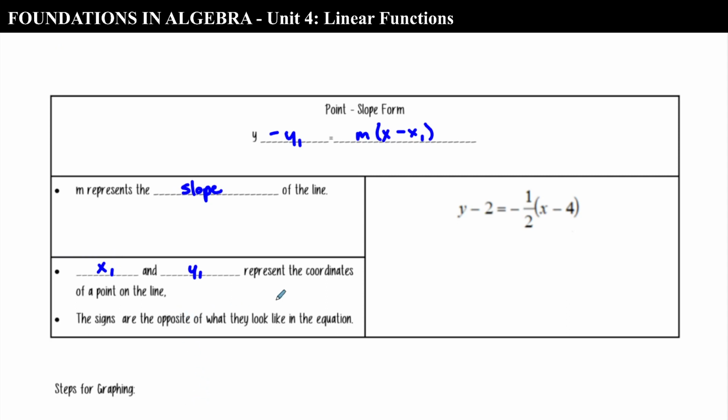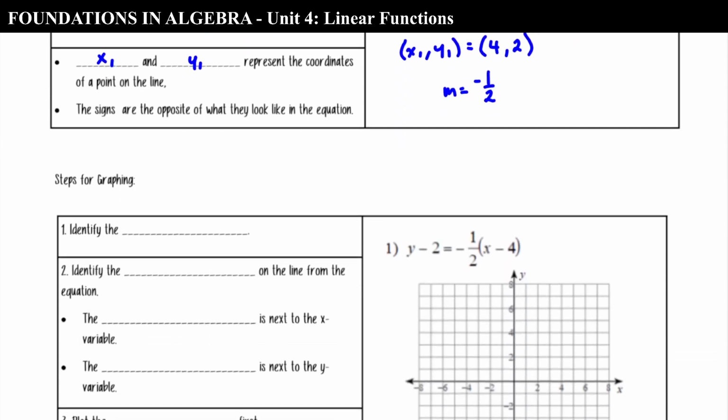Now the signs are going to be opposite of what they look like in the equation because they follow minus signs in this equation. So we have minus positive x1, minus positive y1. So in this example, our coordinates x1, y1 are going to be 4, 2, because we have minus a positive 4 and minus a positive 2. And our slope is going to be negative 1/2.